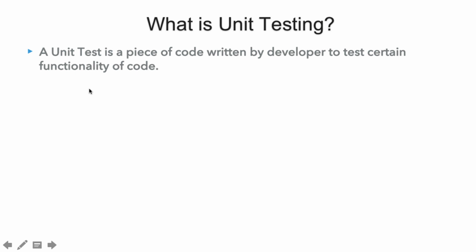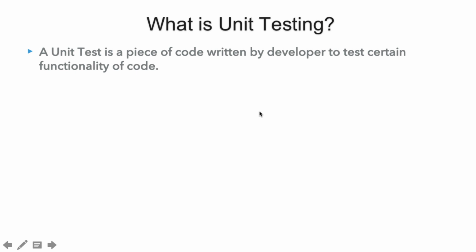Usually in day-to-day work, a developer writes a functionality of code in the development phase. But in order to test whether the code written by him is correct, the developer writes yet another piece of code which we call a unit test. And that piece of code provides feedback to the developer that whatever functionality of code he has written is correct.